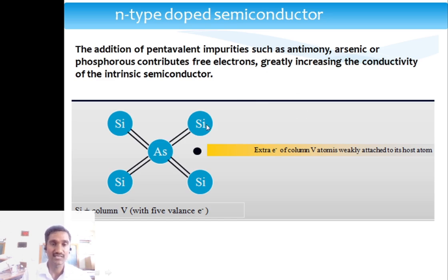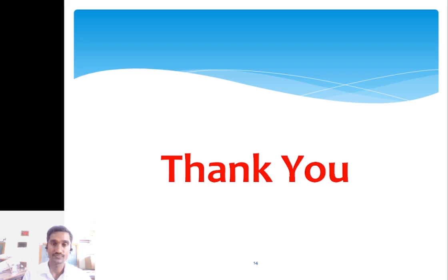For this example, we have taken arsenic, and arsenic has 5 electrons in the last orbit. So arsenic forms 4 covalent bonds with the neighboring silicons, first bond, second bond, third bond, and fourth bond, and 1 electron remains as it is. This extra electron we get in the N-type silicon. So that means the N-type semiconductor has extra electrons, and the majority charge carriers are the electrons.